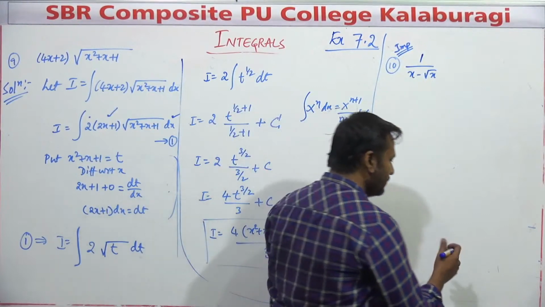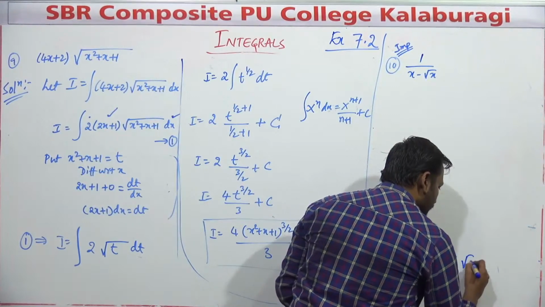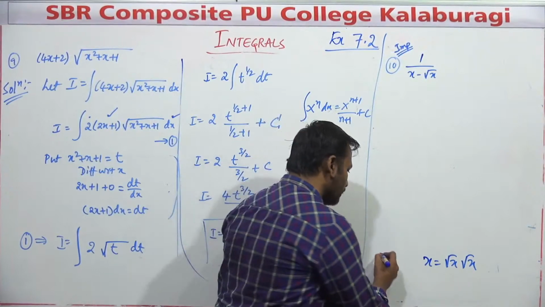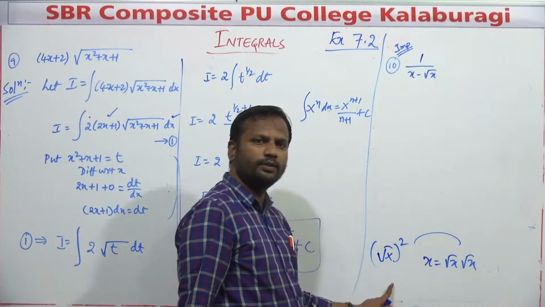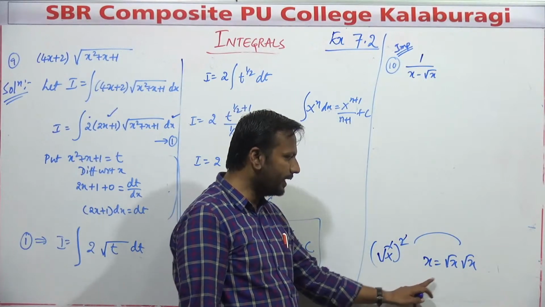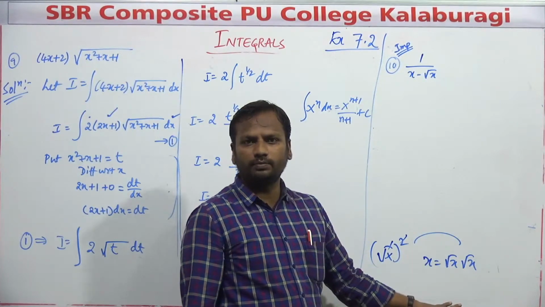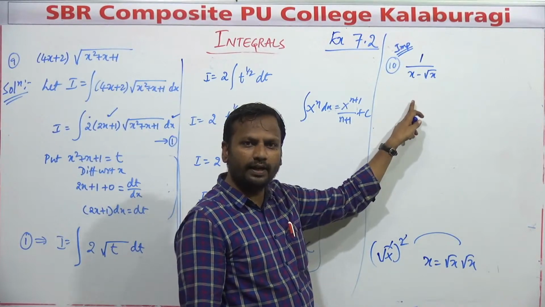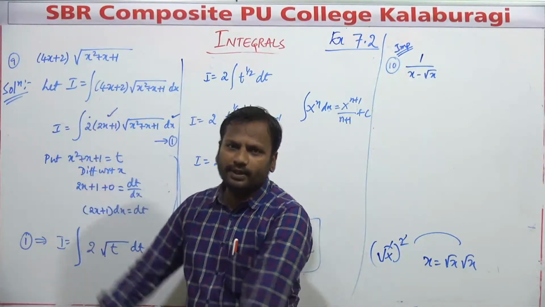Whether we can express x as root x into root x, yes or no? What is root x into root x? It is root x whole square. Square and root get cancelled. What remains here? x. x can be expressed as root x into root x. Whether you can take root x as common now? x is written as root x into root x minus root x. Whether we can take common now? Yes. If you have any common thing, you have to take it outside.